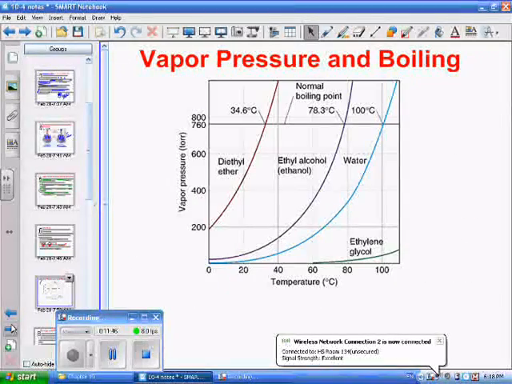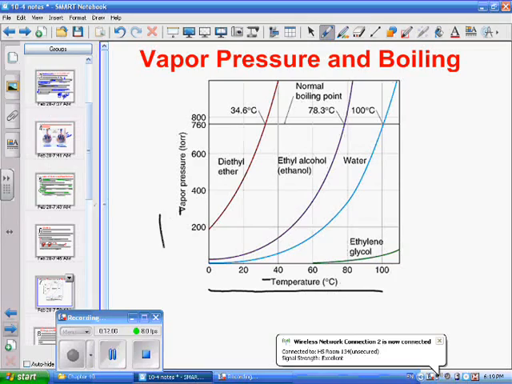Okay, all right, so here's vapor pressure and boiling. You notice this compares two things. I have vapor pressure in torr, don't worry about that, just look at the numbers, and the temperature, which is in degrees Celsius. So you notice temperature increases to the right and vapor pressure goes up.